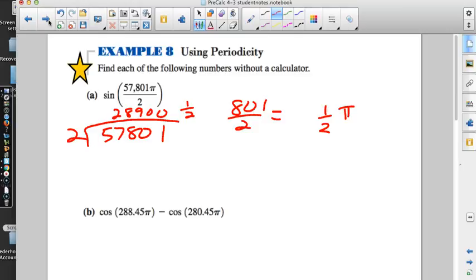So it doesn't matter that they're talking about 57,801 divided by 2 pi. It's still going to land at pi over 2. The remainder is what's important. So with or without a calculator, you just need to figure out, well, let's see, an even number divided by 2 would give me a 0, so I'm going to have a remainder of 1. So this is really about finding pi over 2.